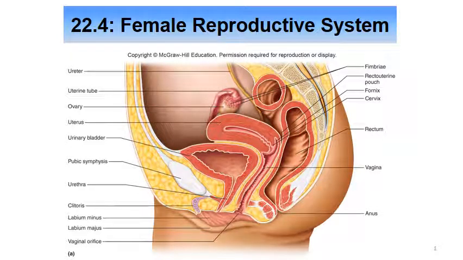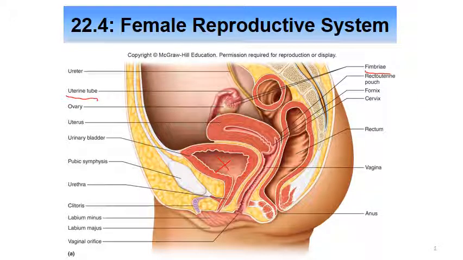Right, so now onto the female reproductive system. Here we're seeing the parts of the female system. We can see how the bladder is located under the uterus. And we're seeing the uterine tube, or the fallopian tube, is the one that would transport the egg cell and the sperm cells.